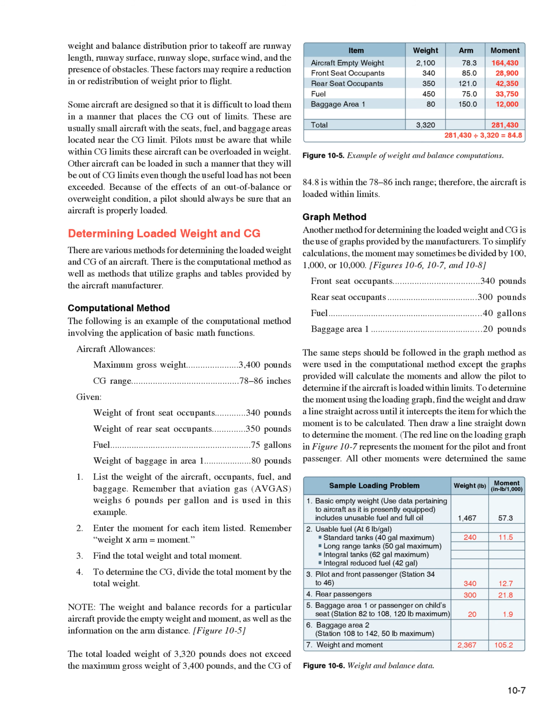To determine the moment using the loading graph, find the weight and draw a line straight across until it intercepts the item for which the moment is to be calculated. Then draw a line straight down to determine the moment. The red line on the loading graph in Figure 10.7 represents the moment for the pilot and front passenger. All other moments were determined the same way.